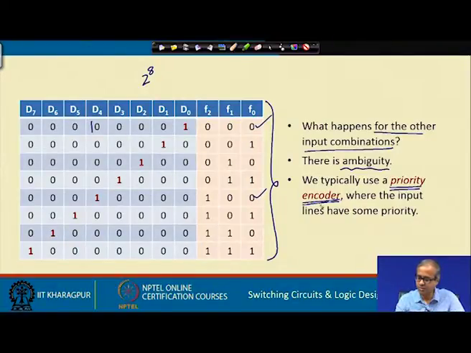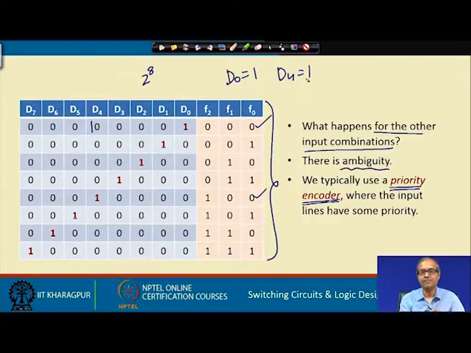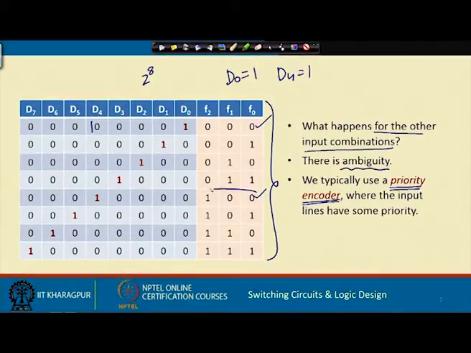In a priority encoder, the input lines have some priority. Suppose I have applied 1 to D0 and also 1 to D4, and I say that line D4 has higher priority than D0. If both of them are 1, D4 will take priority and the output corresponding to D4 will be generated, 1 0 0. This is how the priority encoder should work.